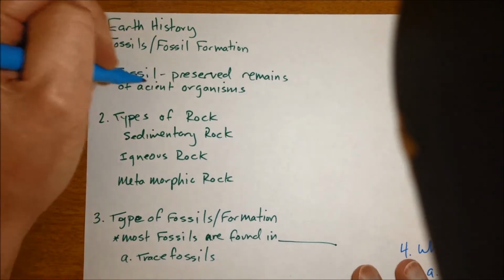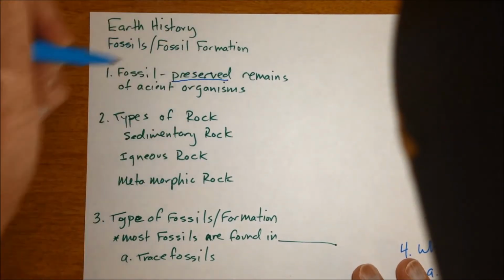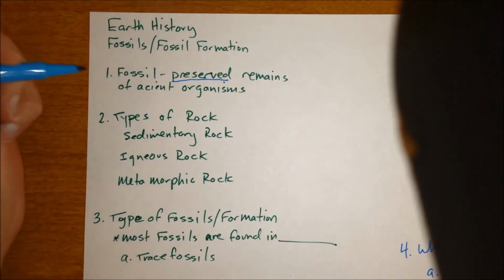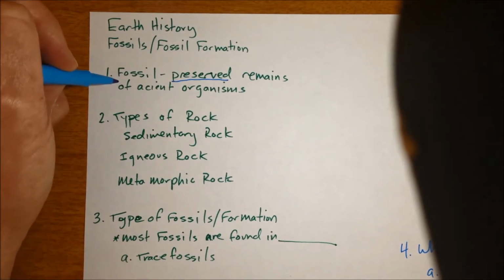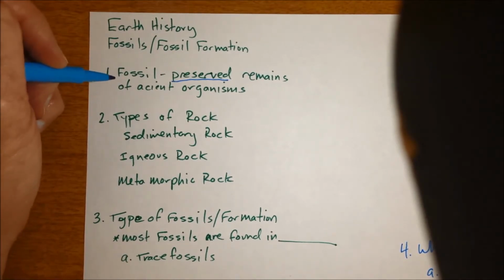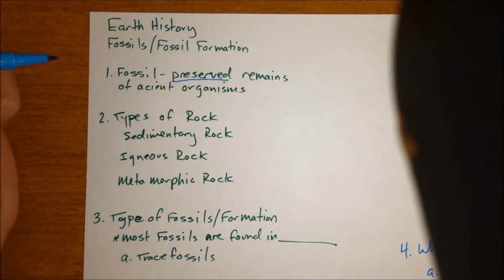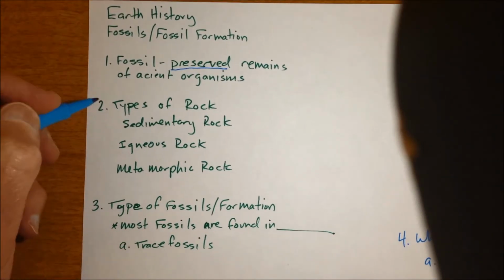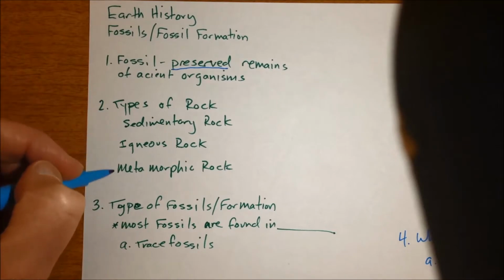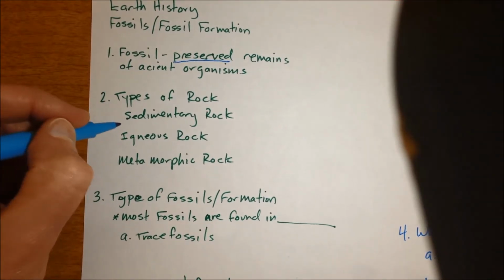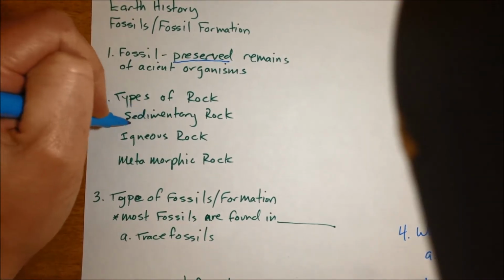First of all, fossils are preserved remains of ancient organisms. In some cases you can have fossils that are just footprints, or maybe a fossilized dinosaur nest, but as a rule that's what a fossil is. In order to understand fossils, you have to know where you find them. They're generally found in sedimentary rock.